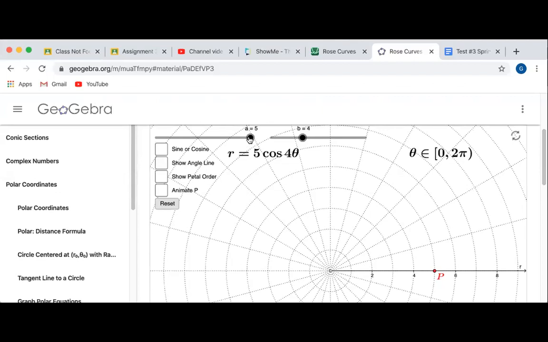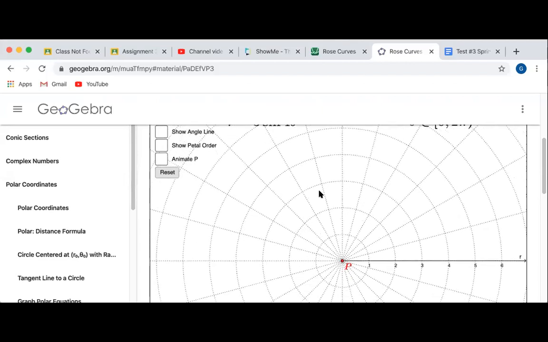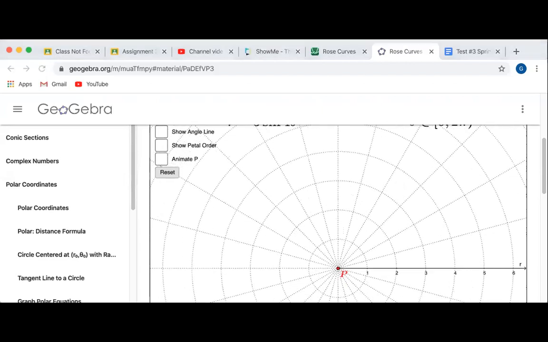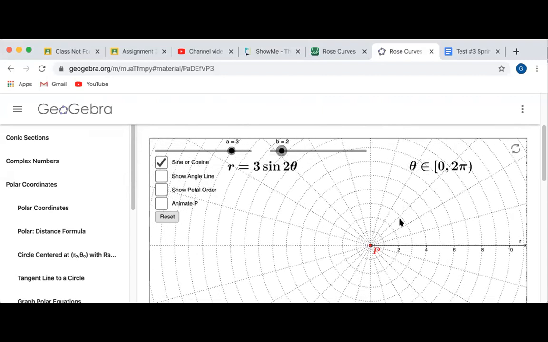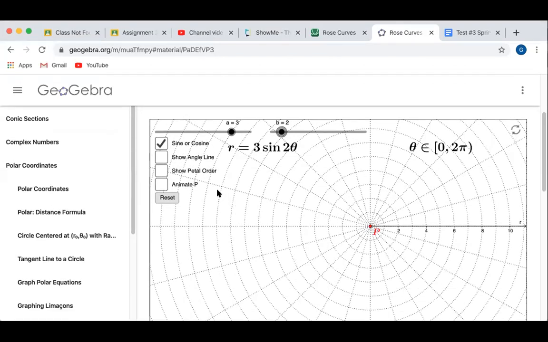So this one was 3 sine 2 theta. So I'll click here. Three sine 2 theta. Oh, this is good. And animate P. Check it out. Loop 1. There's the second loop. There's the third loop. And there's the fourth loop.